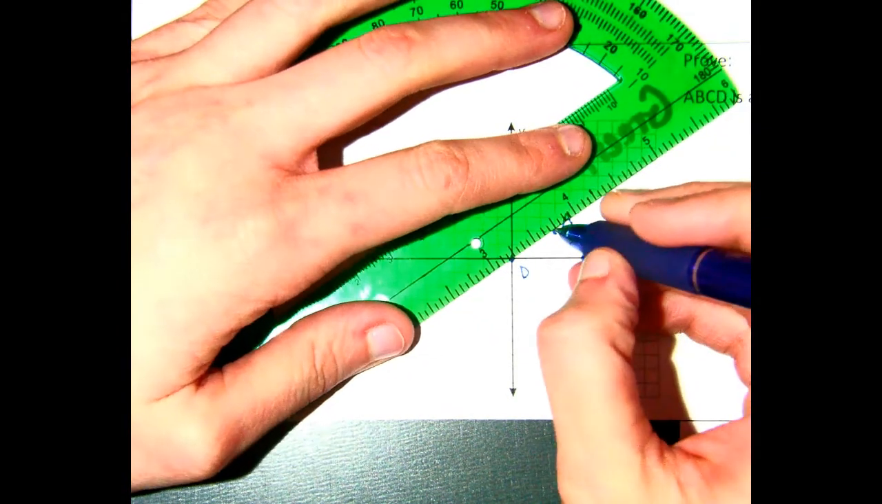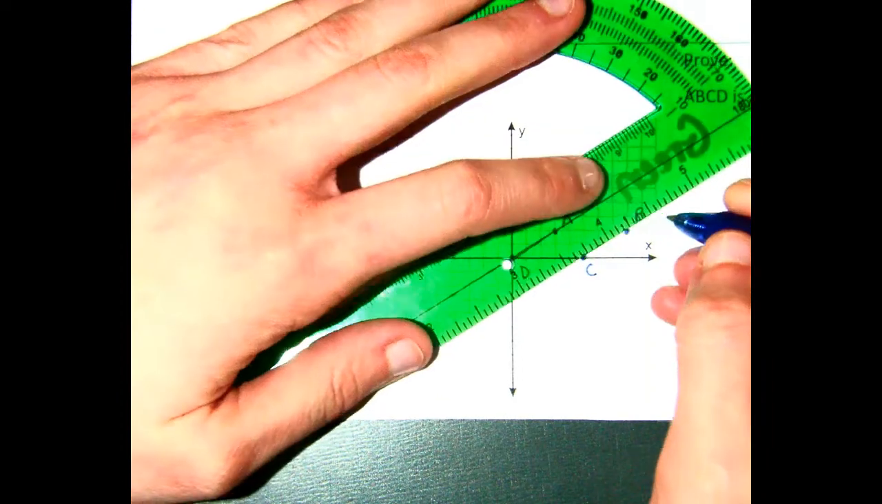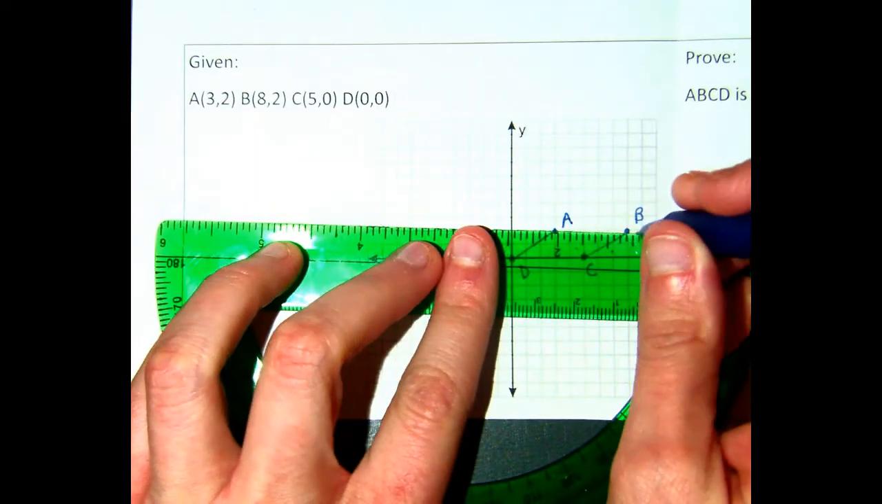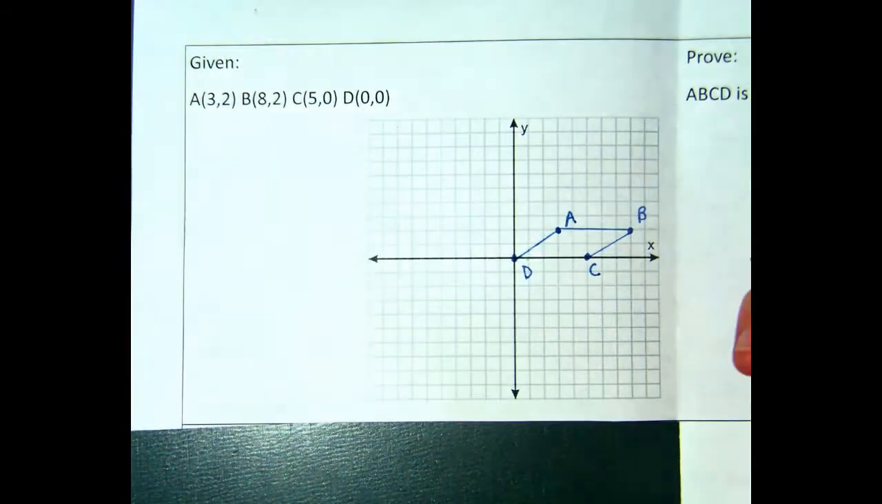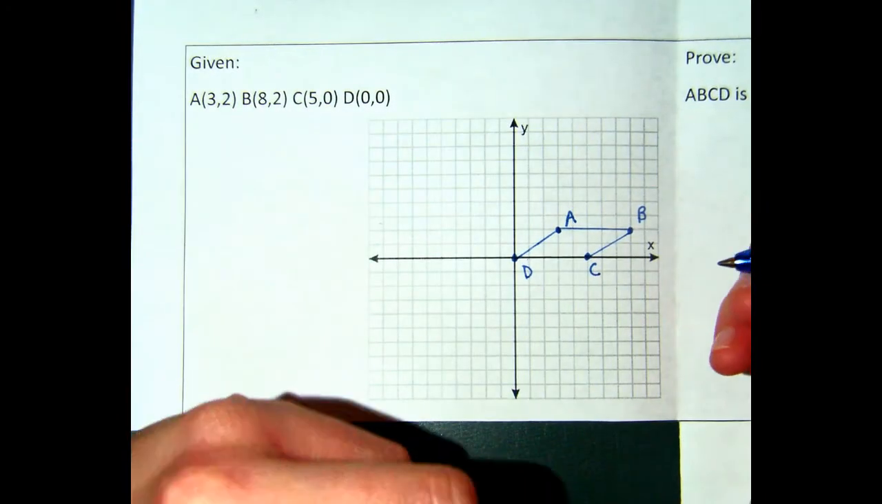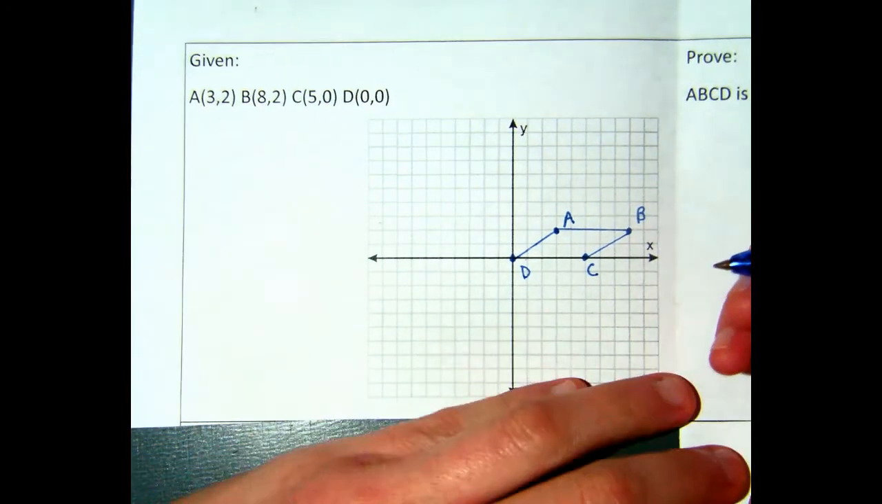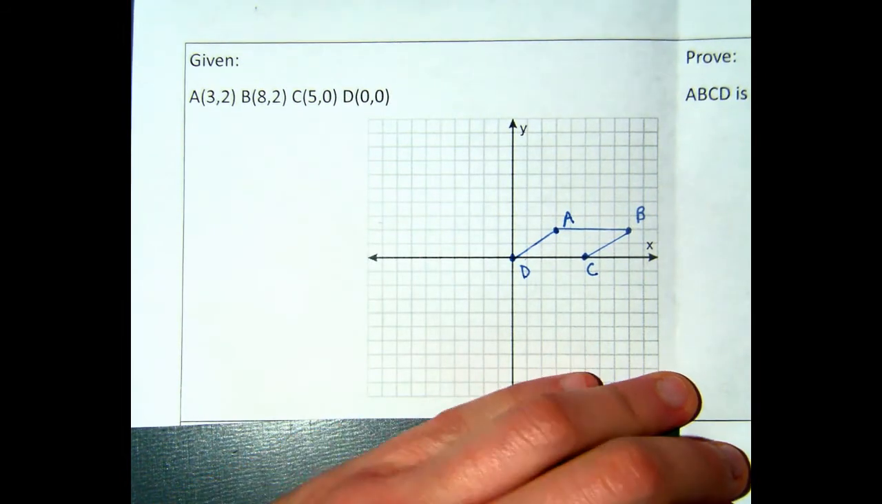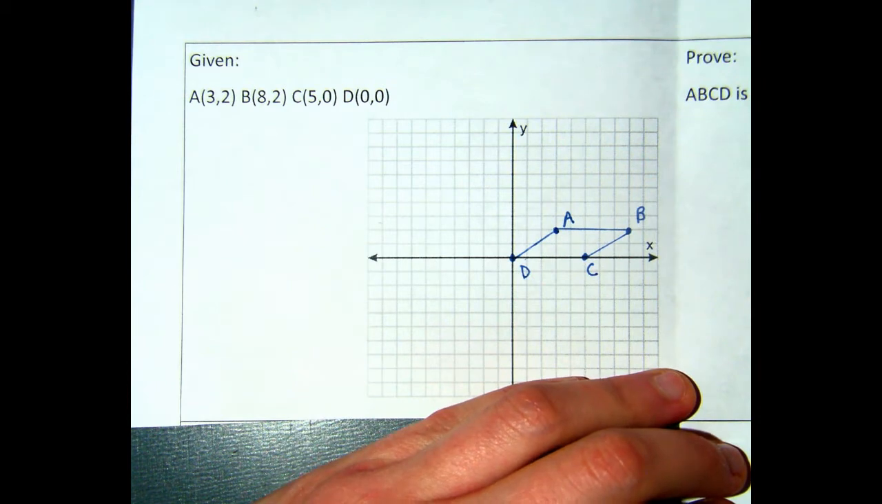And connect these. It does look like a parallelogram, but remember we can't just say it's a parallelogram based on our assumptions there. We're going to have to actually prove it. Since we are proving it is a parallelogram, I'm going to go ahead and find the slopes of the opposite sides to see if the slopes are the same. And then we can actually write down what we know and what we have.